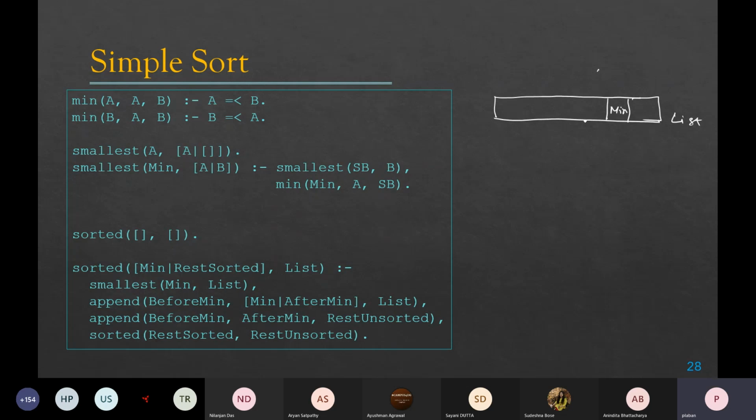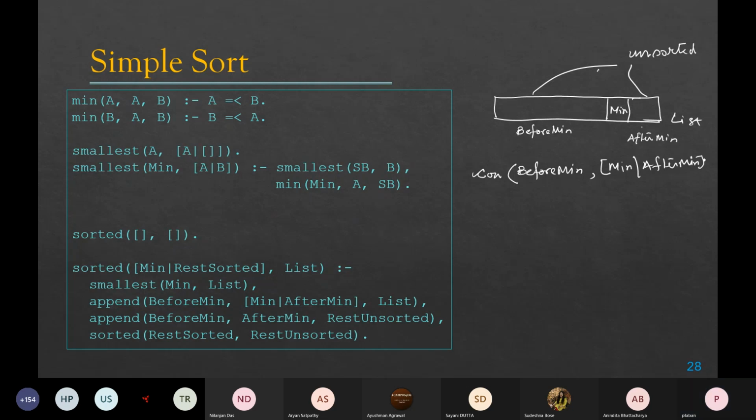Now all the elements that are appearing before the min, let us call it before min. Now these may not be sorted, these may be in any order, right? And whatever elements are appearing after min, let us name them to be after min. And you know, these two are unsorted. Right. So what is the kind of condition that we need to satisfy? The condition that we need to satisfy is that the concatenation of before min and min followed by after min will give us what? Will give us the list, the entire list, right?